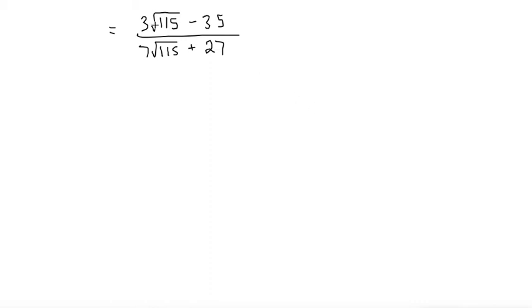So, rationalizing the denominator, we need to multiply top and bottom by the conjugate of the denominator. So that would be 7 root 115 minus 27 on top and bottom.